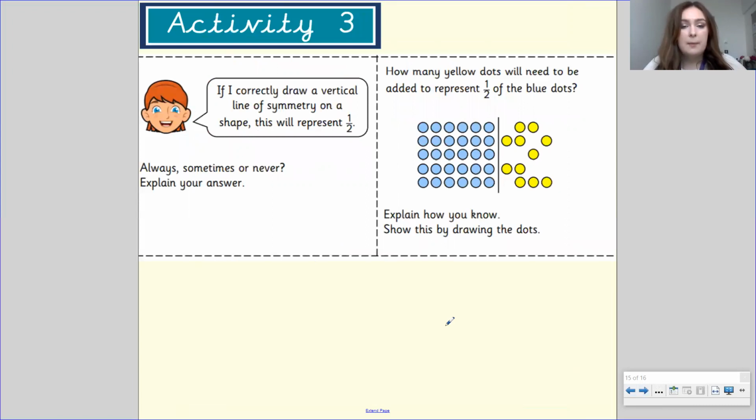And then part of activity 3 as well. If I correctly draw a vertical line of symmetry on a shape, this will represent a half. Always, sometimes, or never. Explain your answer. So you would say, this is always true because, this is sometimes true because, or this is never true because, and explain how you know. Then the last question for activity number 3 says, how many yellow dots will need to be added to represent half of the blue dots? Explain how you know, and show this by drawing the dots.